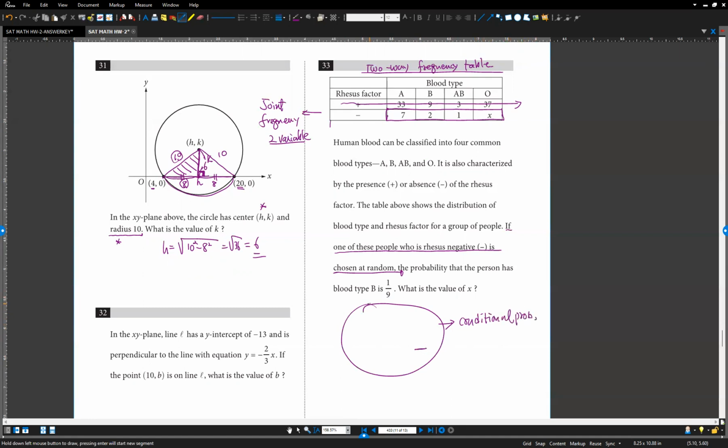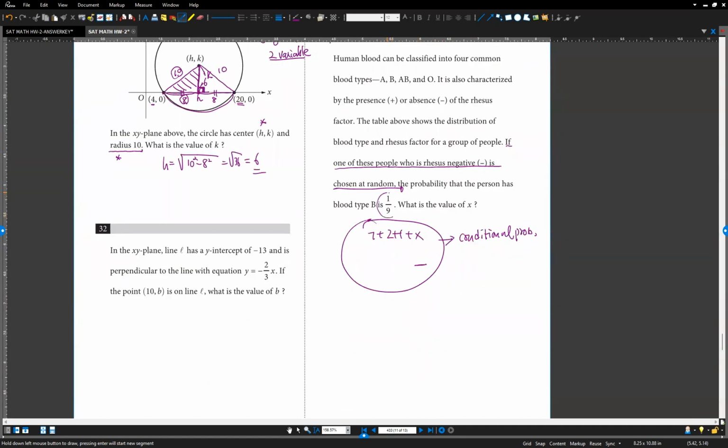The sample space is limited, only this one. How much is the sample space? 7 plus 2 plus 1 plus X. We don't know X, how many people there are. Out of these people, that is the RH-negative section. After that, we're going to find how many out of this group have blood type B. Blood type B is only 2.